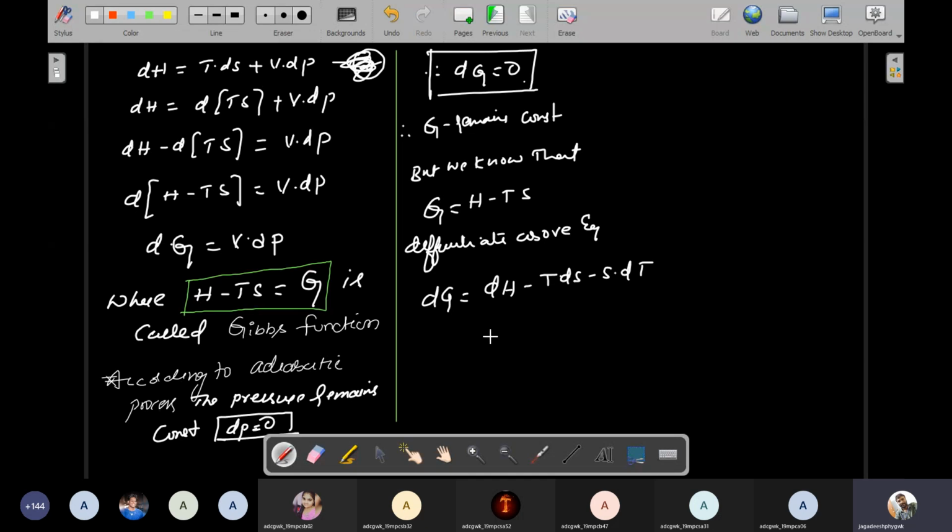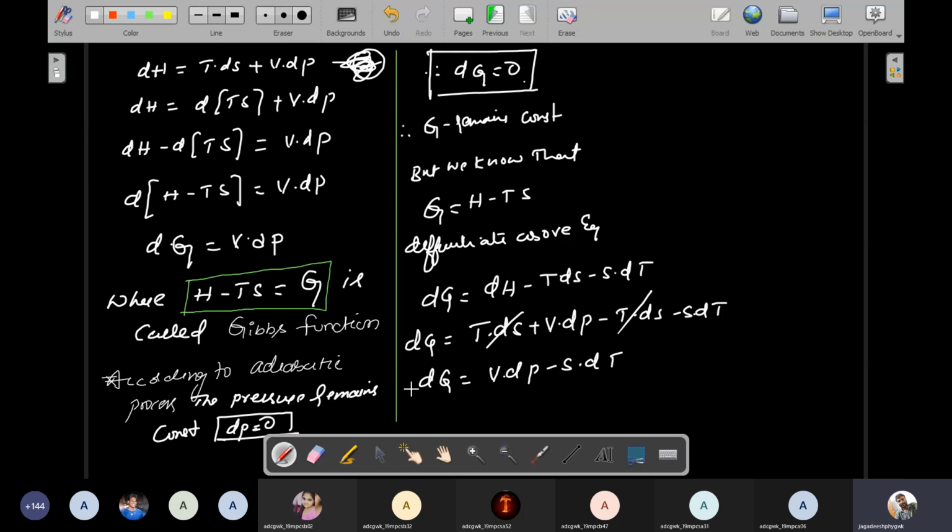Right, so substitute equation 1 in dH. So dH is equal to T dS plus V dP. Therefore dG will be written as T dS plus V dP minus T dS minus S dT. From this equation, T dS minus T dS will be cancelled. Therefore dG is equal to V dP minus S dT. So finally we will get this equation. This is equation 2.